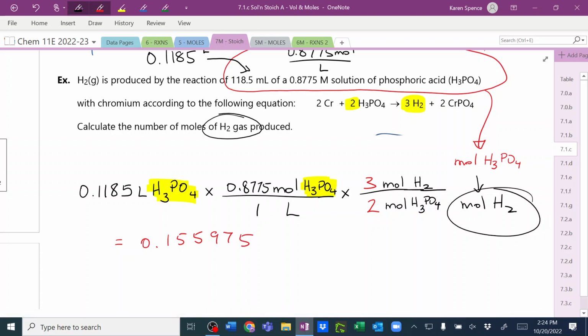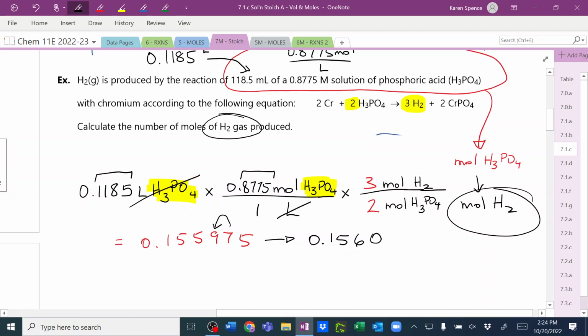No, of course not. How many digits do I want? 4. I've got 4 sig figs here, 4 sig figs here, so that's going to give us 0.15. Uh-oh. When I round that, it's going to become 156, and because I need 4 sig figs, it's going to become 1560. And my final unit, all I'm left with is moles of H2.